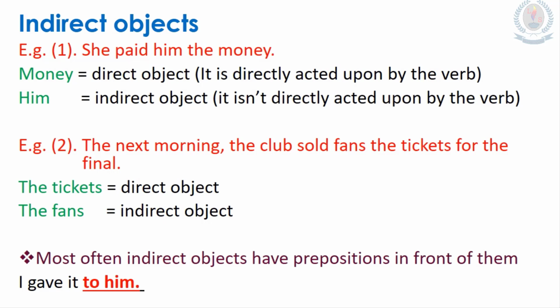There's another way. Most often, indirect objects have prepositions in front of them. Remember, not always. Many times we omit the preposition. Look at this one: I gave it to him. Here, gave what? It. Then it is the direct object. Then the other object is the indirect object, because there is a preposition.